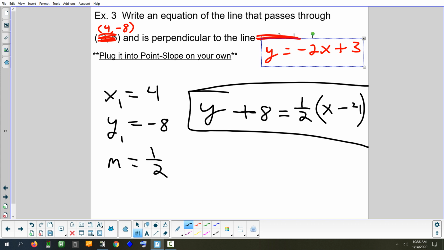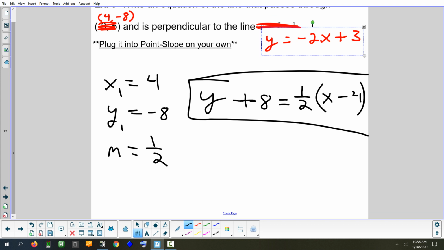Okay. Last thing, to get y by itself, what do I have to do on the right? Distribute. Distribute what? 1/2. What's 1/2 times x? 1/2 x. And what's 1/2 times -4? Careful. Positive 1/2 times -4. -2.